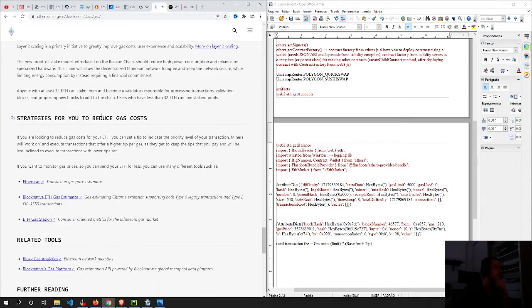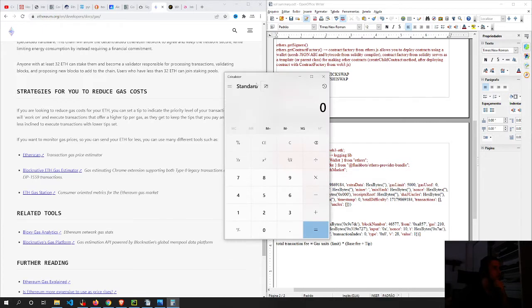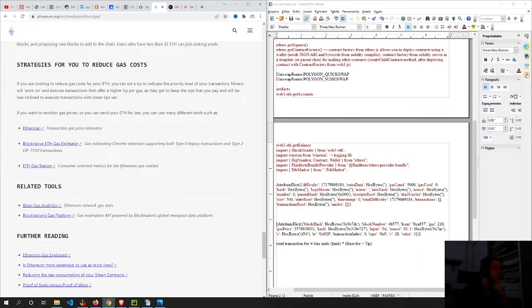Anyone with at least 32 ETH can stake them and become a validator responsible for processing transactions, validating blocks, and proposing new blocks to add to the chain. Users who have less than 32 ETH can join staking pools. Yeah, so it pretty much becomes a lot more centralized. That's the calculation. Yeah, $86,000 minimum in order to stake. At least with the Ethereum prices today, or close to the Ethereum prices. I'm not really sure, but it's probably around that range.